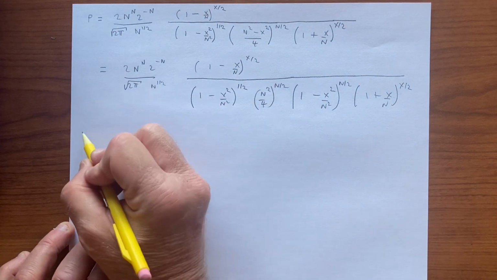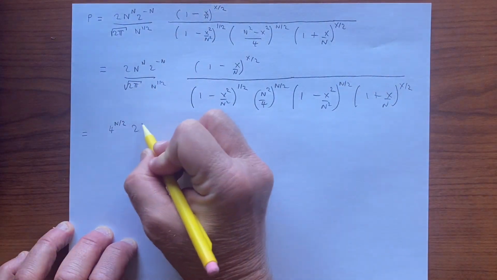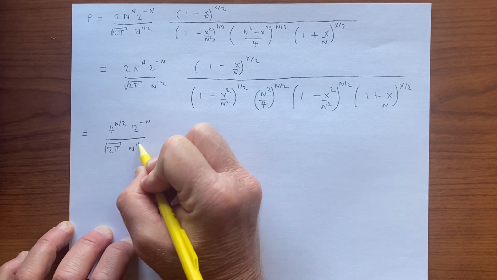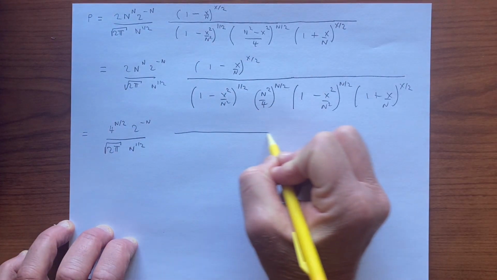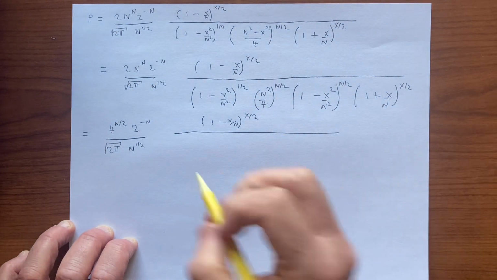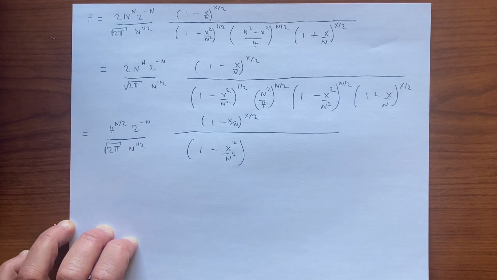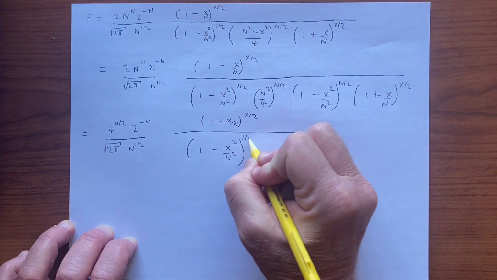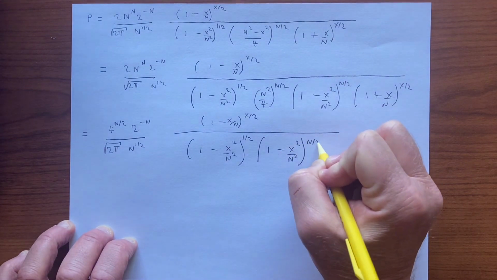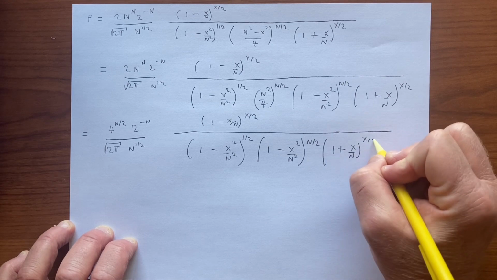So this leaves us with a 4 to the n over 2, 2 to the minus n, root 2, root n, 1 minus x over n to the x over 2, 1 minus x squared over n squared to the 1/2, 1 minus x squared over n squared to the n over 2 times 1 plus x over n to the x over 2.